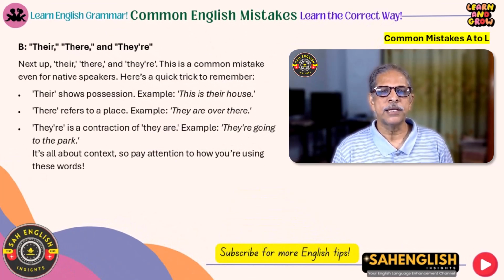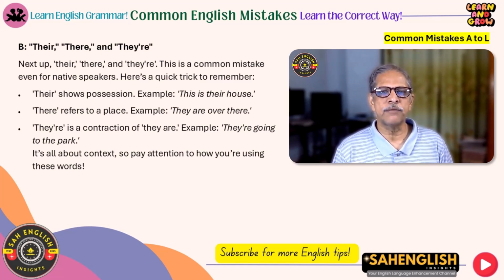Next up, their, there, and they're. This is a common mistake even for native speakers. Here's a quick trick to remember. Their shows possession. Example, this is their house. There refers to a place. Example, they are over there.